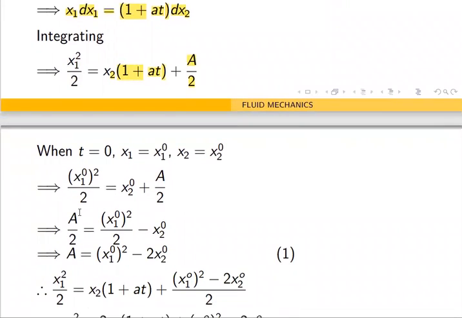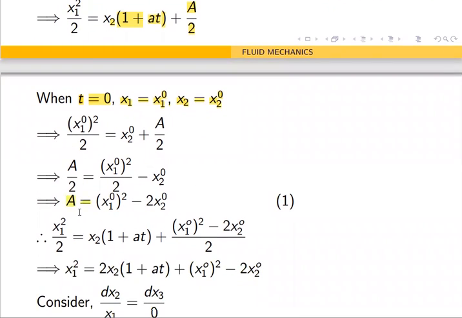So let us take the initial condition. When t is 0, x1 is x1 naught, x2 is x2 naught. Substitute and find the constant a. Constant a is this. Let us call it 1. Now replace a by this relation. So we get x1 square by 2 equal to x2 into 1 plus at plus that a by 2. Therefore, simplify this. You're going to get x1 square is equal to 2x2 (1 plus at) plus x1 naught square minus 2x2.